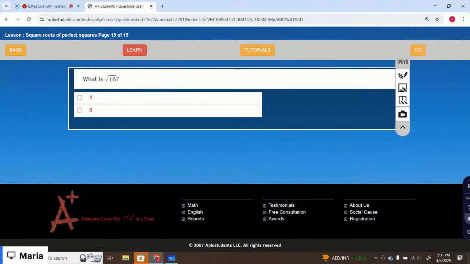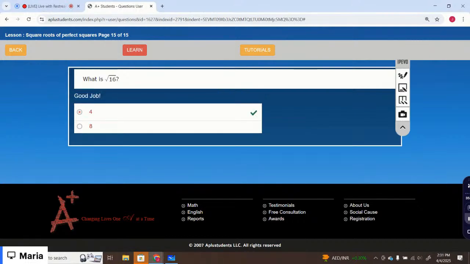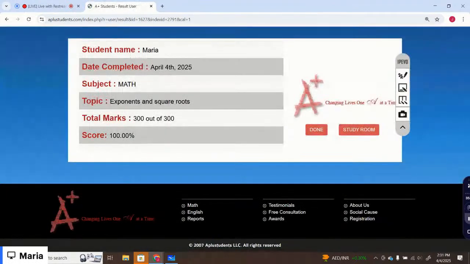What is the square root of 16? Option number 1 is the correct option. Okay, we are done with the lesson. Let's just move on to the next lesson.